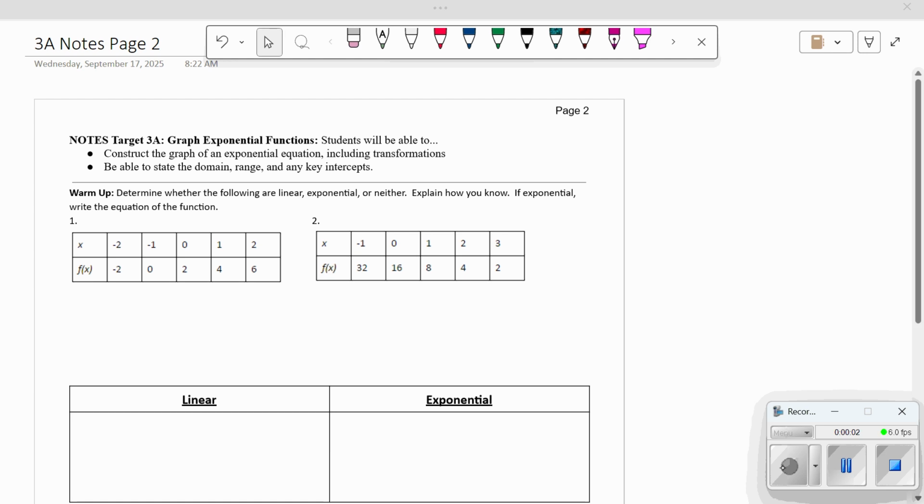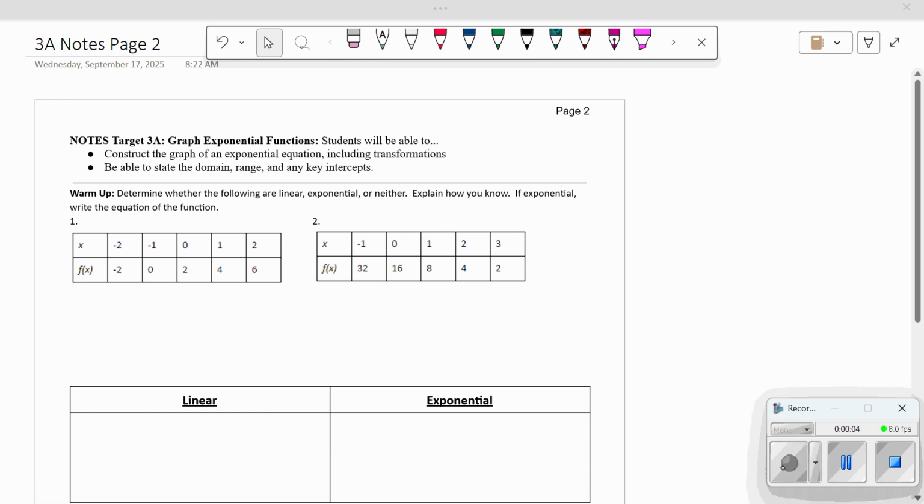All right, BPC, this is the 3A notes where we're starting to look at the graphs of linear and exponential functions. What I want you to do to start is pause the video and look at these tables and decide if you think they are linear and exponential.